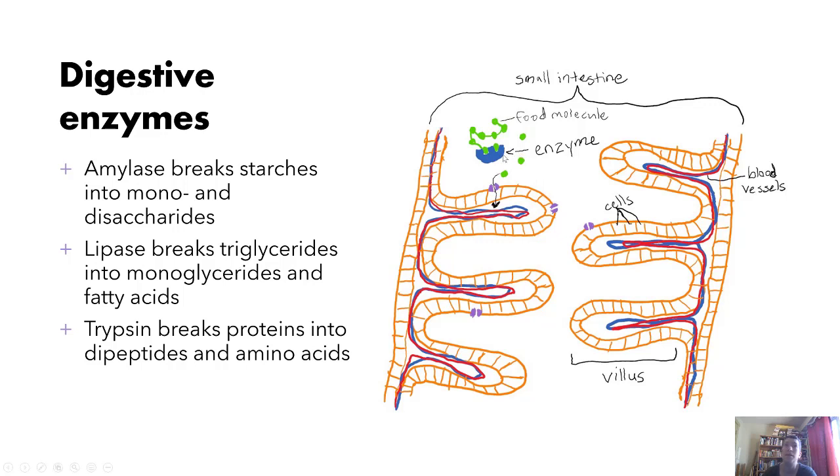If the food that you had just eaten had a lot of lipids, which are things like fats, triglycerides, then the enzyme that breaks those up would be called lipase, and lipase is going to break those triglycerides up into fatty acids and monoglycerides.